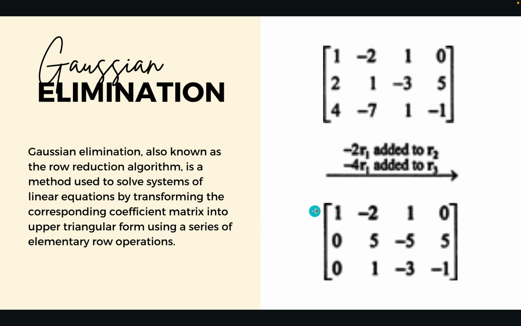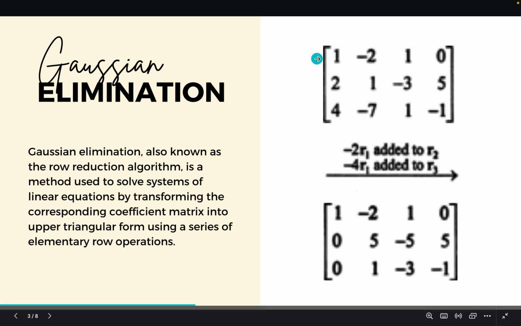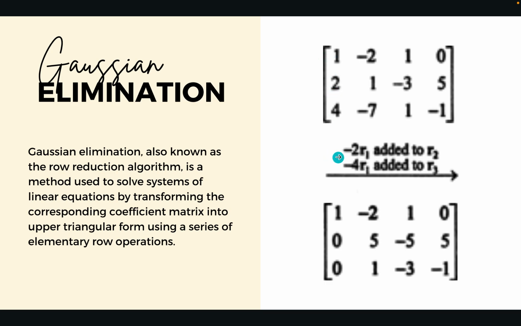What are row operations? Row operations are, for example, used to convert these into zeros. What we do is, for this one, we multiply row 1 by negative 2 and add it to row 2. So negative 2 times 1 is negative 2, and when we add it, it becomes a 0. And we do it for all of the columns, and we get this matrix. And we also did another operation on row 3 where we added negative 4 times row 1 to it to get this.